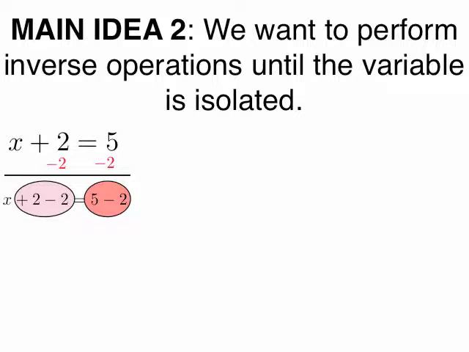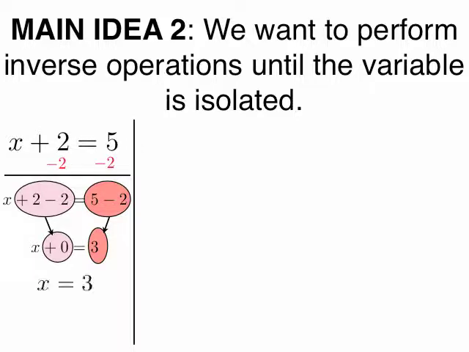In the circle on the left, we have plus 2 minus 2, and that transforms into 0, while on the right, 5 minus 2 transforms into 3. We can simplify this even further by eliminating the 0, because anything plus 0 is merely itself. So we're left with x equals 3. This is actually the full work of solving the equation.